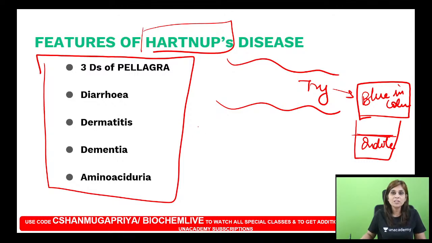So what are the facts that you've learned about Hartnup's disease? It will present as the 3 Ds of pellagra with amino aciduria and blue diaper syndrome.